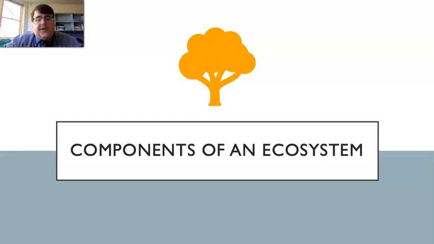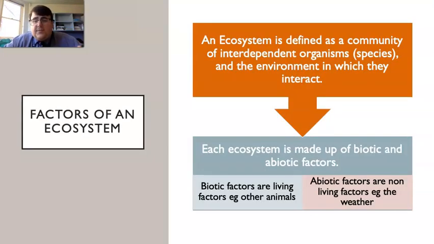What makes up the ecosystem? First off, I suppose we need to ask what actually is an ecosystem. Hopefully you remember from last year. An ecosystem is basically defined as a community of independent organisms, or species, and the environment in which they interact. And each ecosystem will be made up of two sets of factors, abiotic factors and biotic factors.